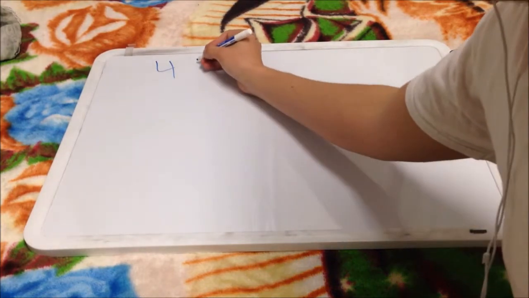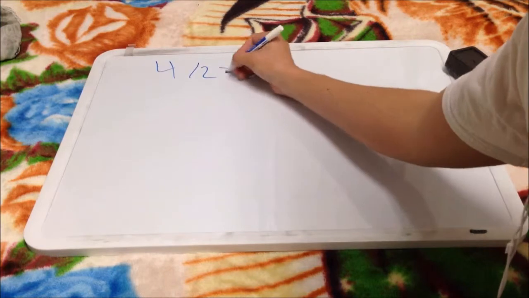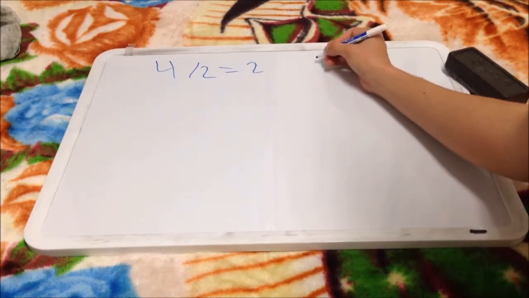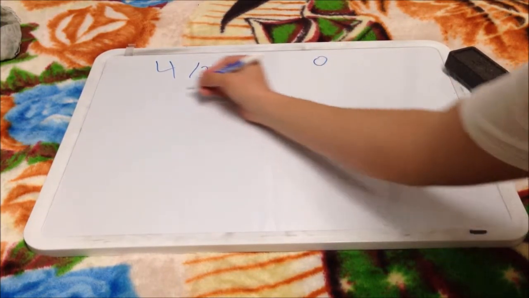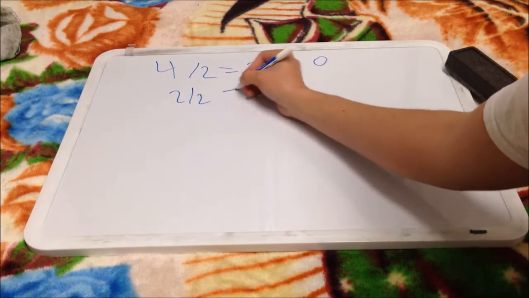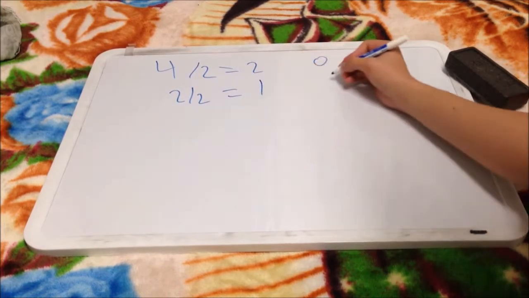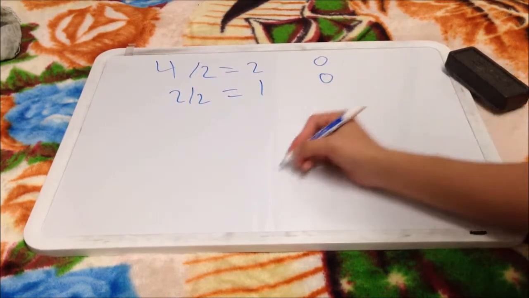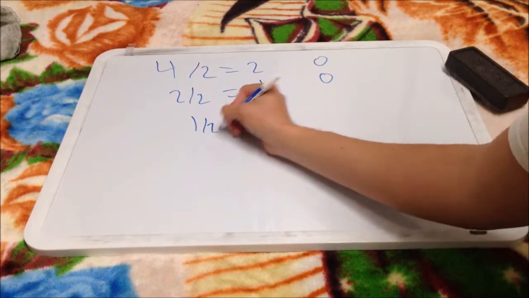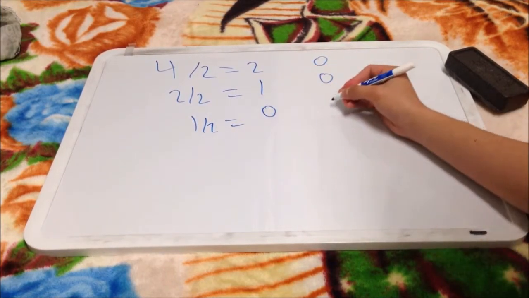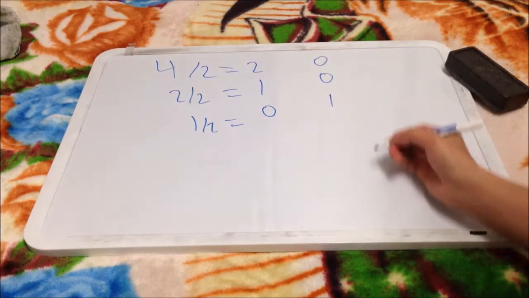So we do 4 divided by 2. That's going to be equal to 2 with the remainder of 0. Now if we take 2 and divide it by 2, that's going to give us a quotient of 1 with the remainder of 0. And if we take 1 and divide that by 2, we'll get a quotient of 0 with the remainder of 1.